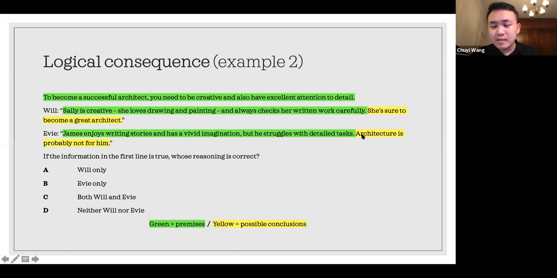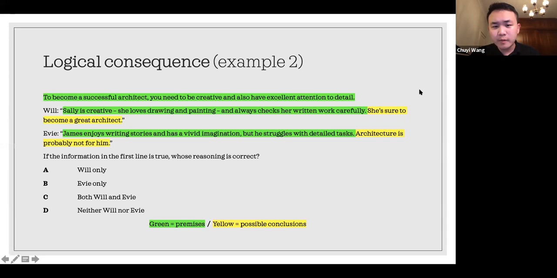Because it seems like Will has come to the right conclusion. She's sure to become a great architect, but some people accidentally read always checks her written work carefully as excellent attention to detail. Now, if the premises do not refer to detail, then you can't bring in your extra opinions and say, well, anyone who checks their written work carefully probably has excellent attention to detail, because that would be using your own knowledge. We can only use the premises as they've been given. Does that make sense to everyone? We've only used what they say. We can't bring in our own knowledge because you've got to think about this like maths. And this is why lots of people got this question wrong.